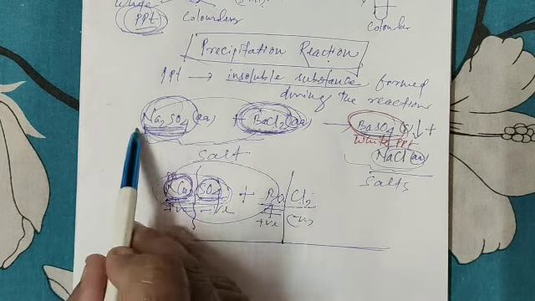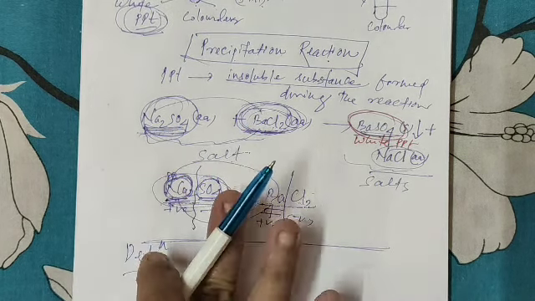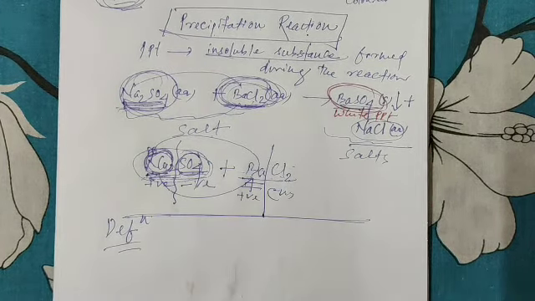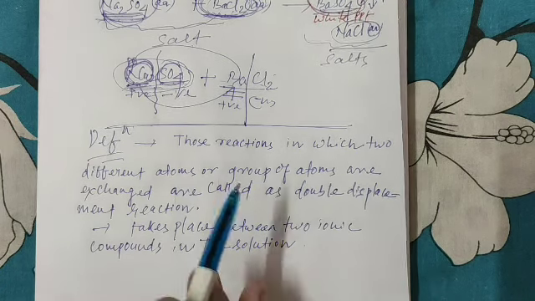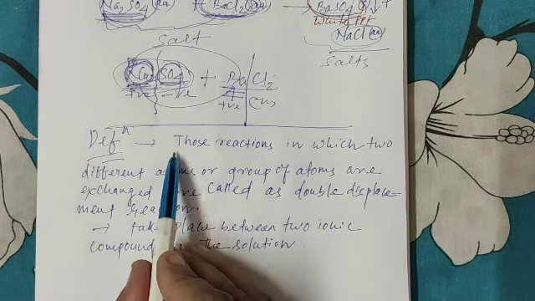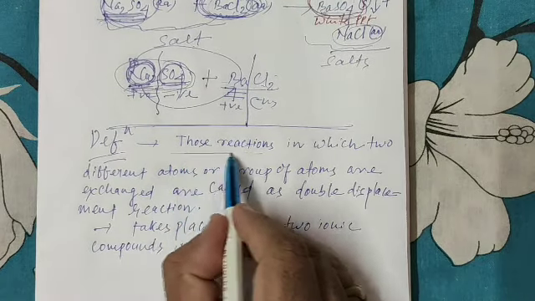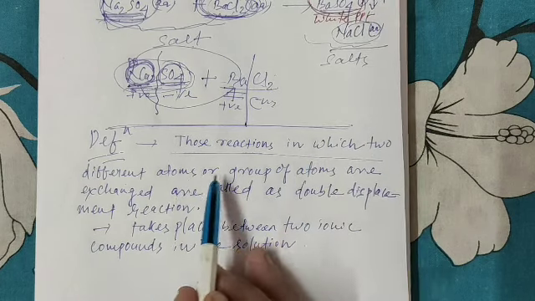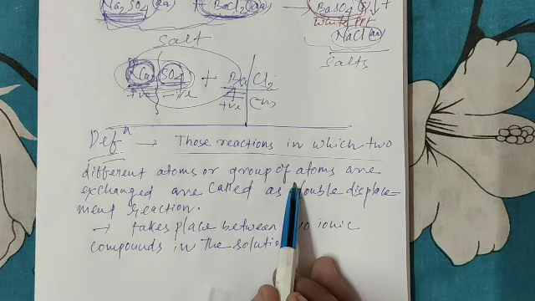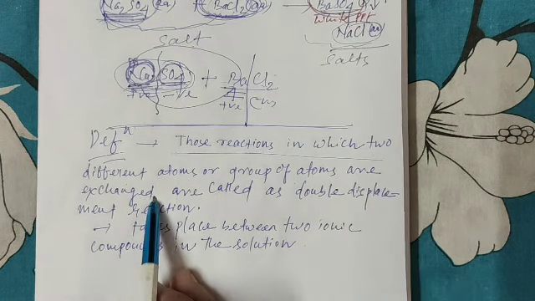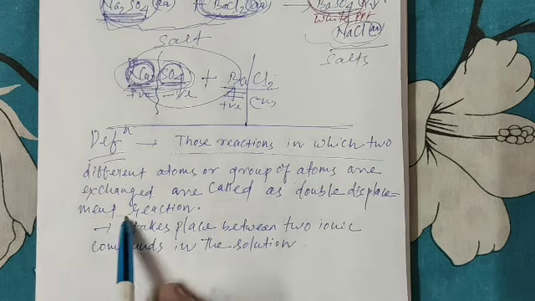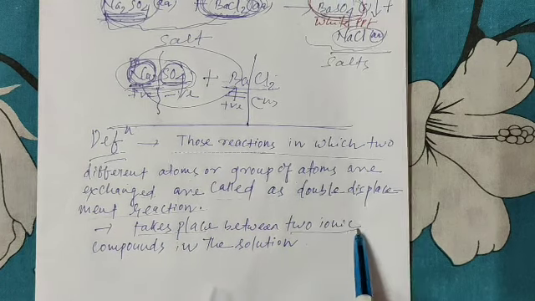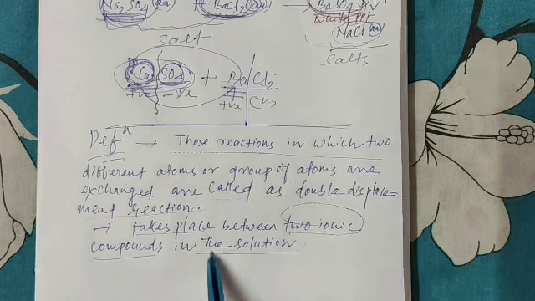And if an exchange of ions takes place, then such types of reactions are called double displacement reactions. So all of you can study the definition whatever I told you. Those reactions in which two different atoms or groups of atoms are exchanged are called double displacement reactions. And these reactions generally take place between two ionic compounds in the solution.